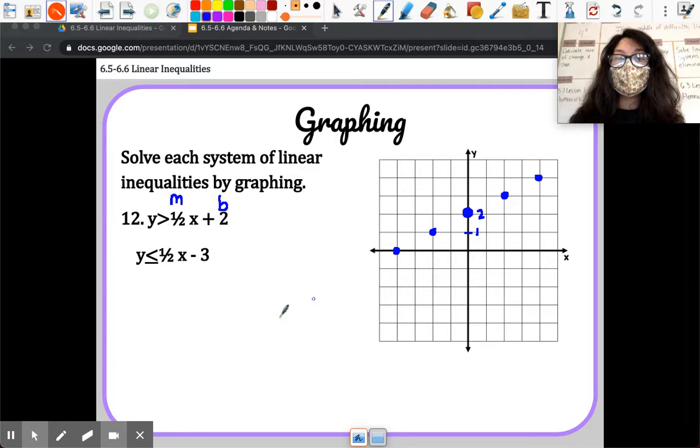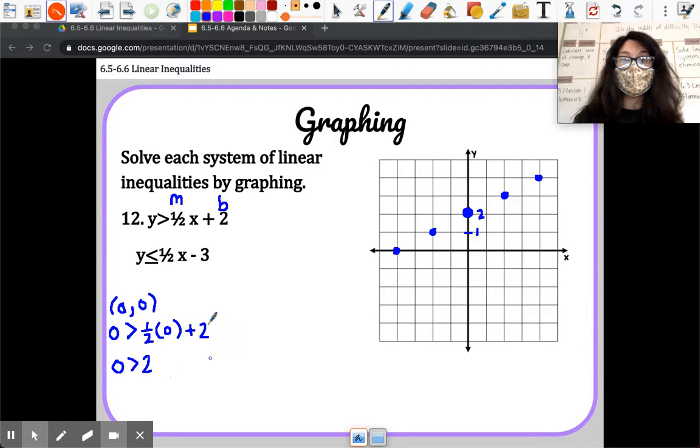And now I need to shade. 0, 0 is a valid test point that I can use because it's not sitting on my boundary line. So I'm going to use 0, 0. I'm going to replace y with 0 and x with 0, and that's getting multiplied with that 1/2. 1/2 times 0 is just 0. 0 plus 2 is 2. Now let's see if this is true or false. If true, I shade everything.